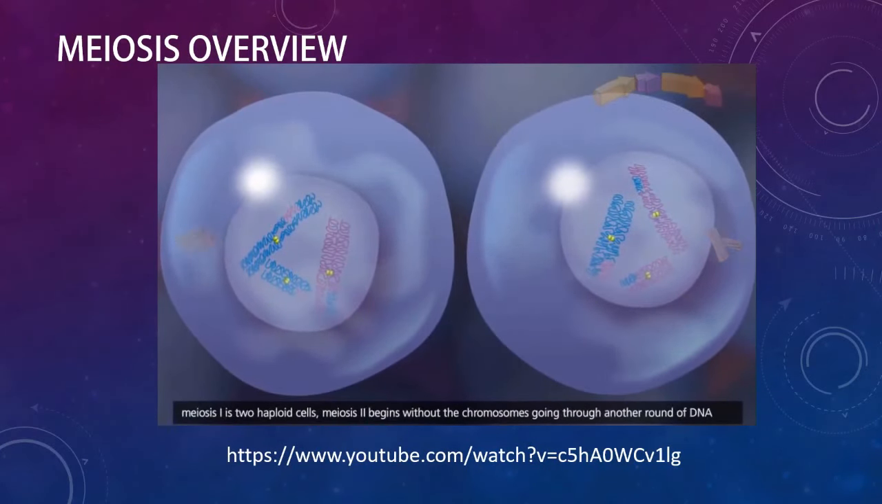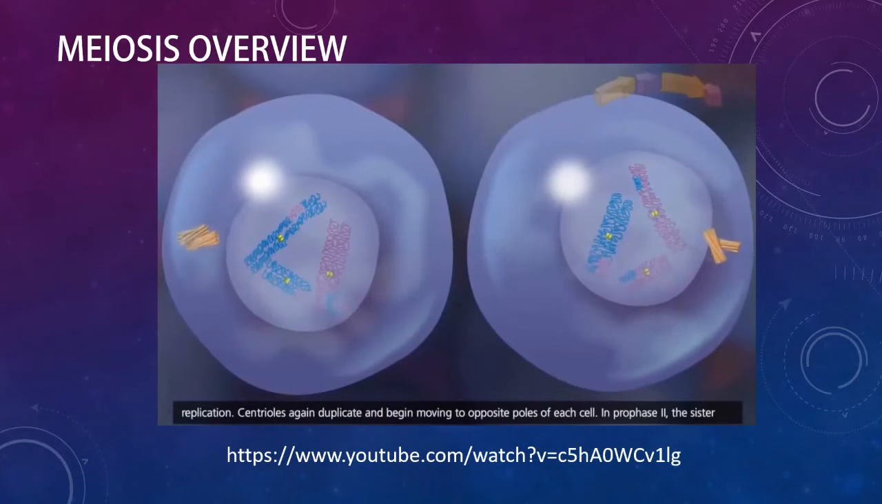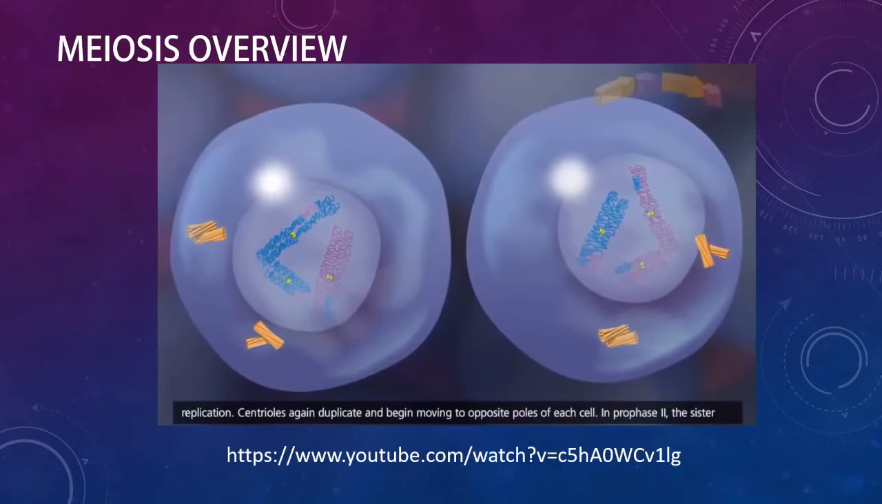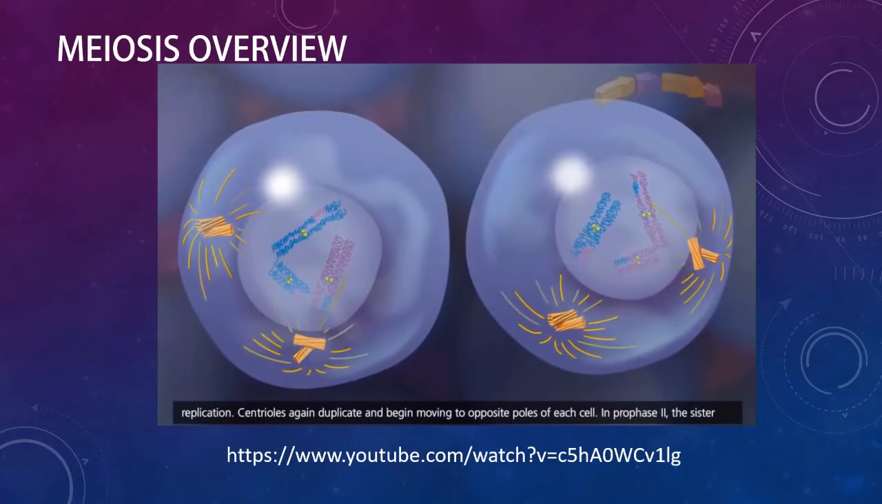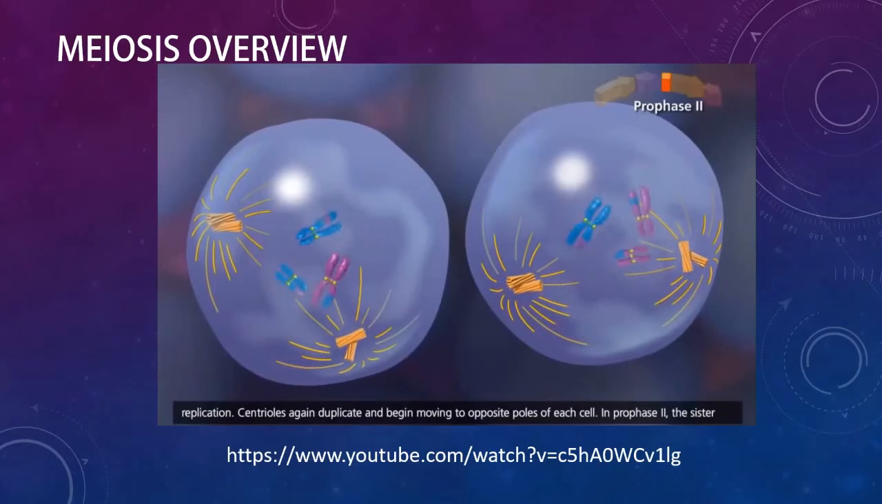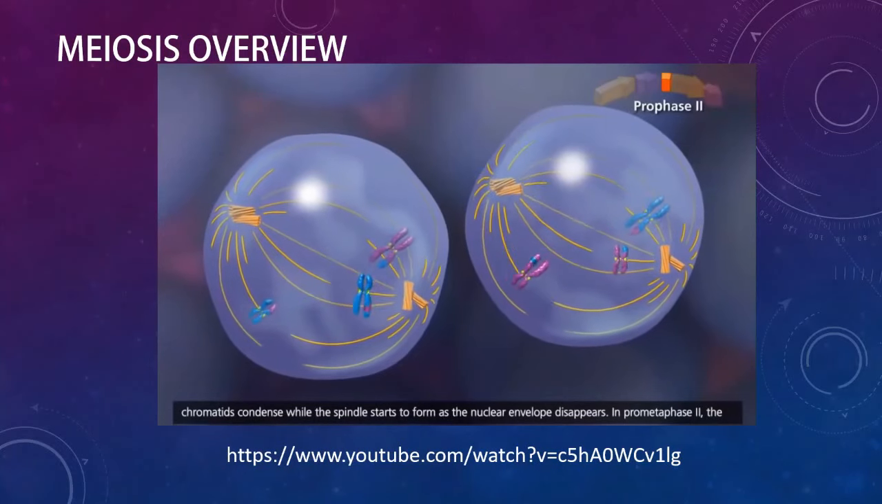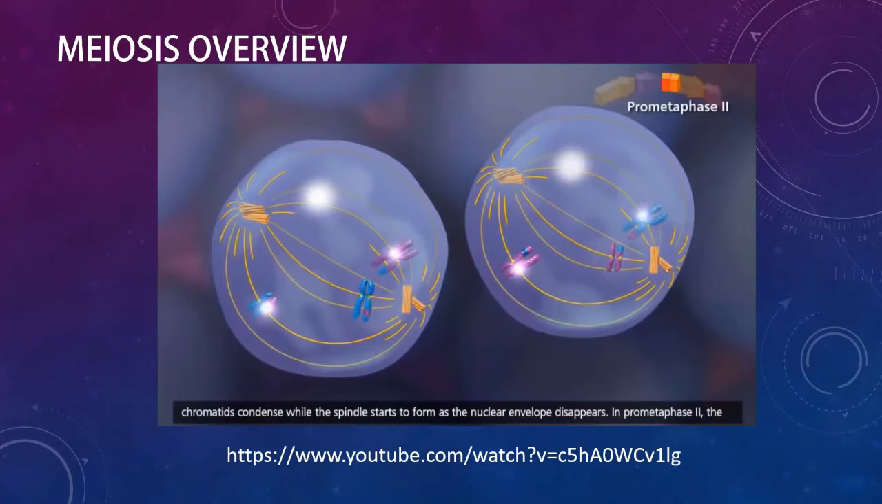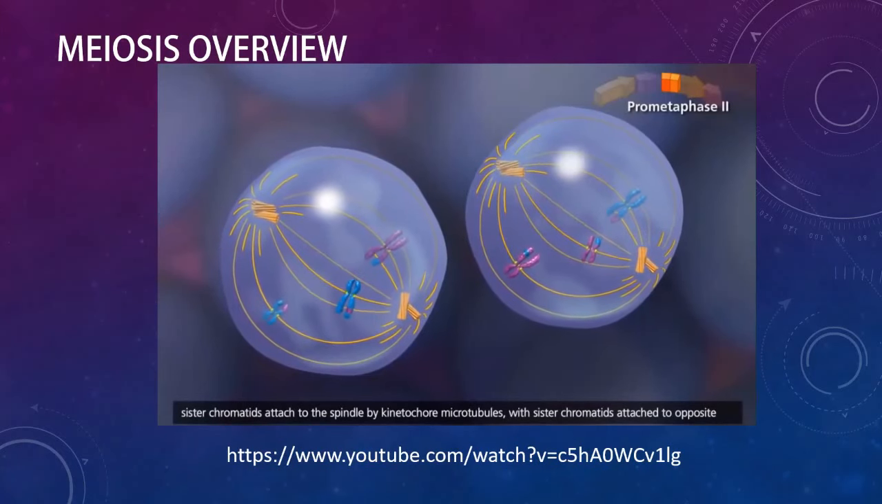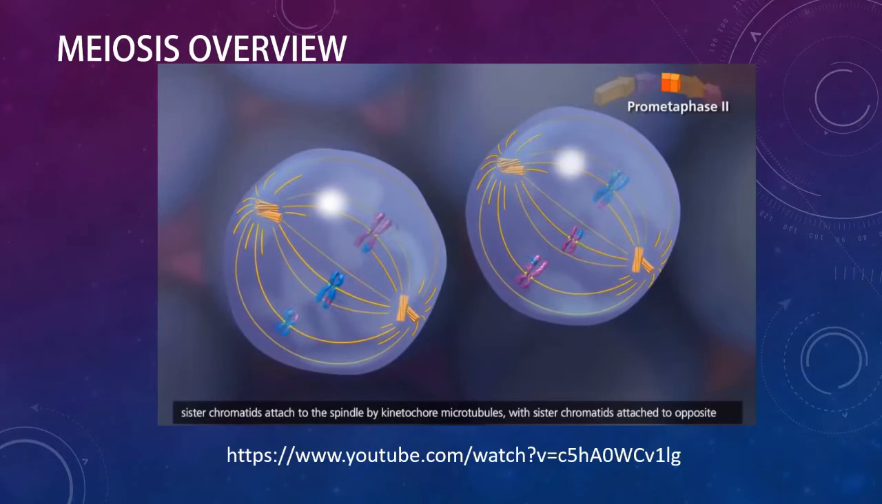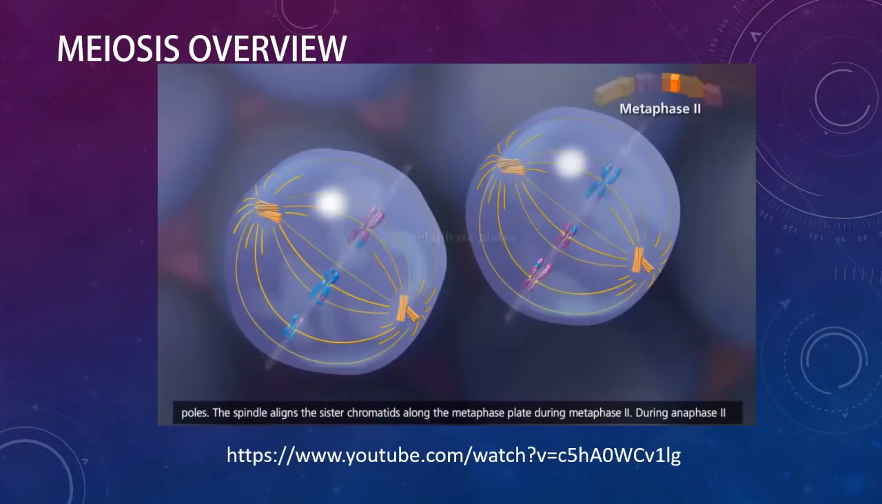Since the final product of meiosis 1 is two haploid cells, meiosis 2 begins without the chromosomes going through another round of DNA replication. Centrioles again duplicate and begin moving to opposite poles of each cell. In prophase 2, the sister chromatids condense while the spindle starts to form as the nuclear envelope disappears. In prometaphase 2, the sister chromatids attach to the spindle by kinetochore microtubules, with sister chromatids attached to opposite poles. The spindle aligns the sister chromatids along the metaphase plate during metaphase 2.